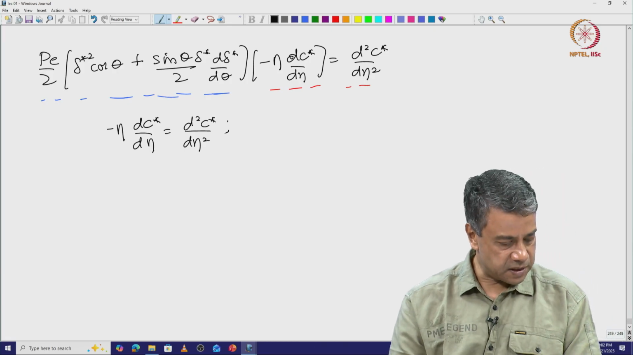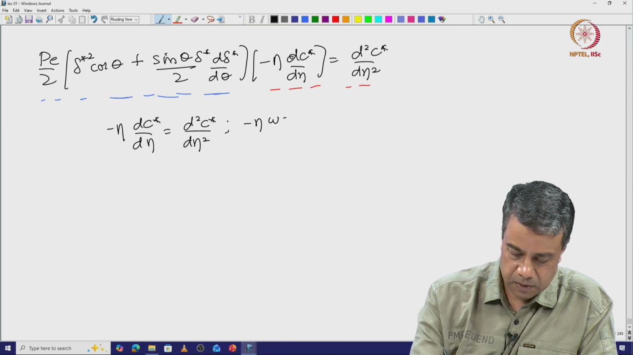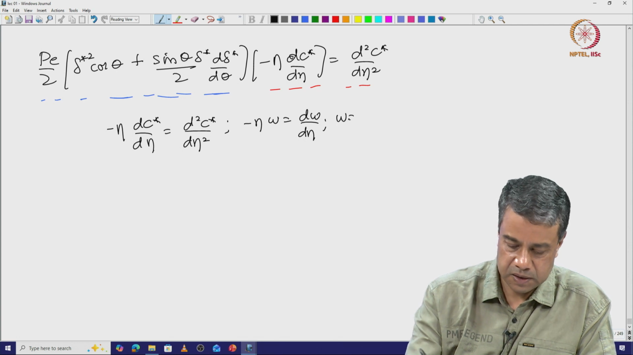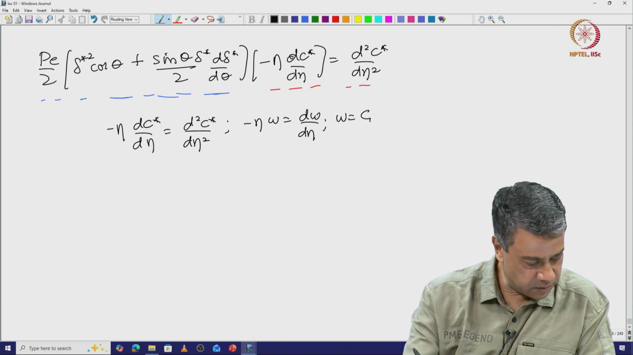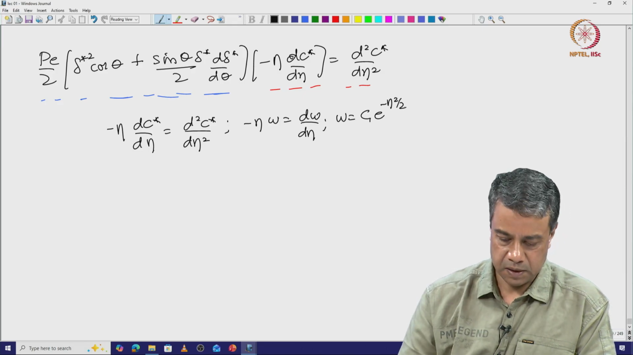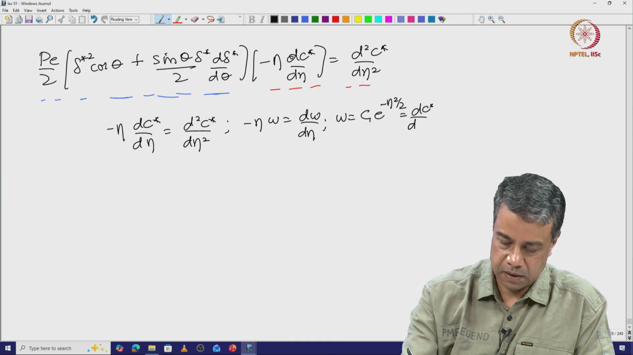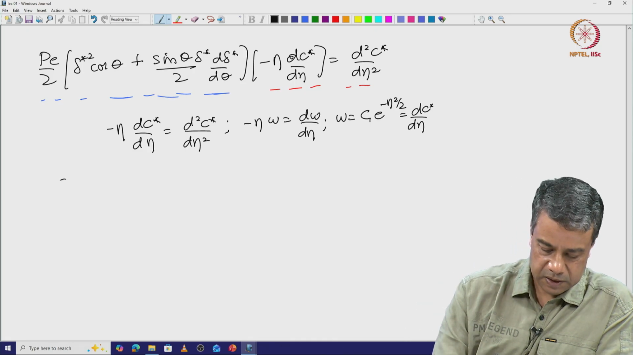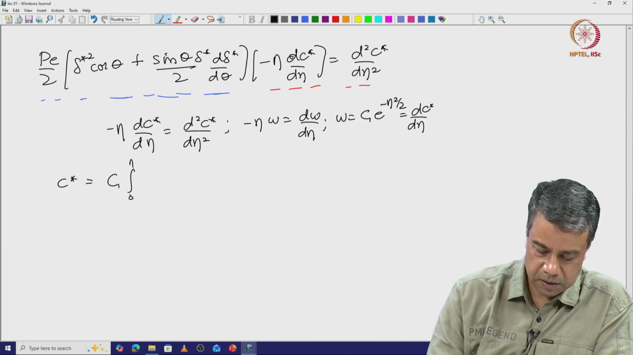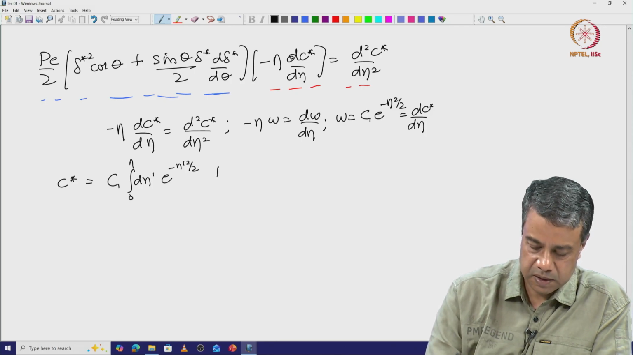You can do it by expressing dc star by d eta as w, and you will get minus eta w is equal to dw by d eta, which gives you w is equal to some constant c1 e power minus eta square by 2, which is equal to dc star by d eta. Therefore, c star is equal to c1 integral 0 to eta d eta prime e power minus eta prime square by 2 plus c2.